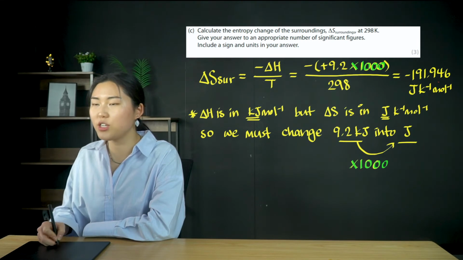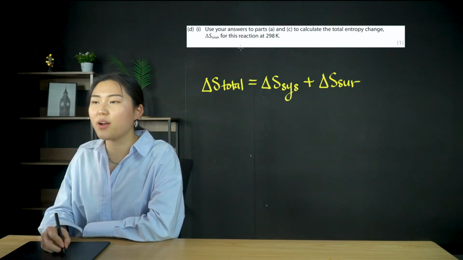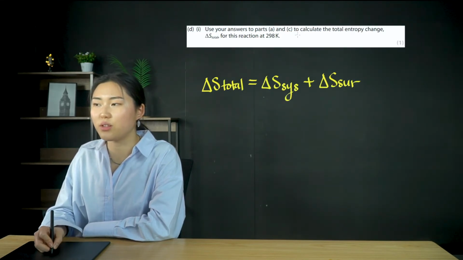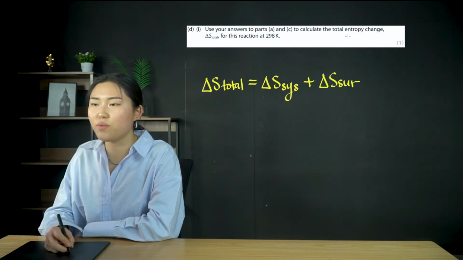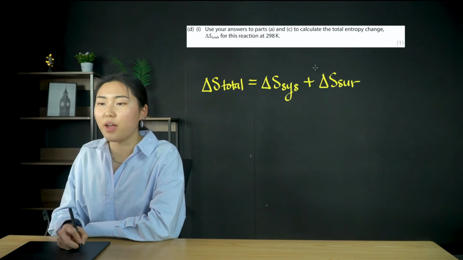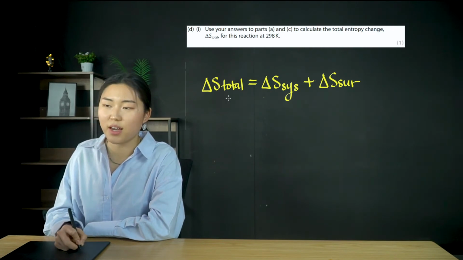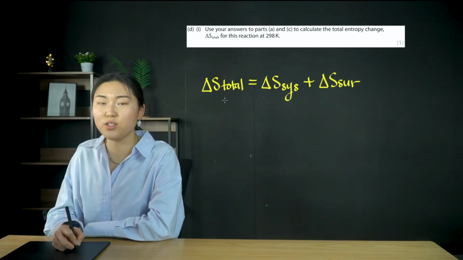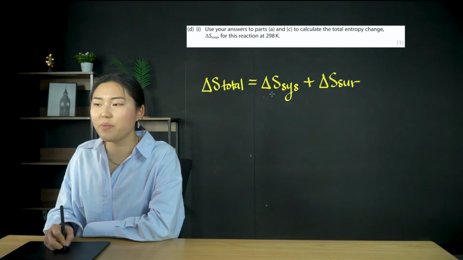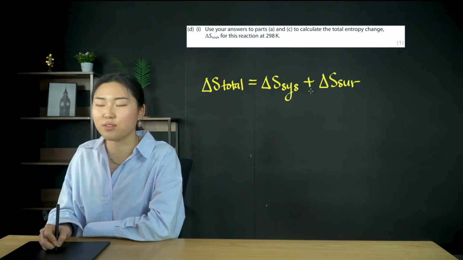And then the next question: use your answers to part A and C to calculate the total entropy change, delta S total, for this reaction at 298 K. So the formula for the total entropy change was delta S system plus delta S surroundings, right?